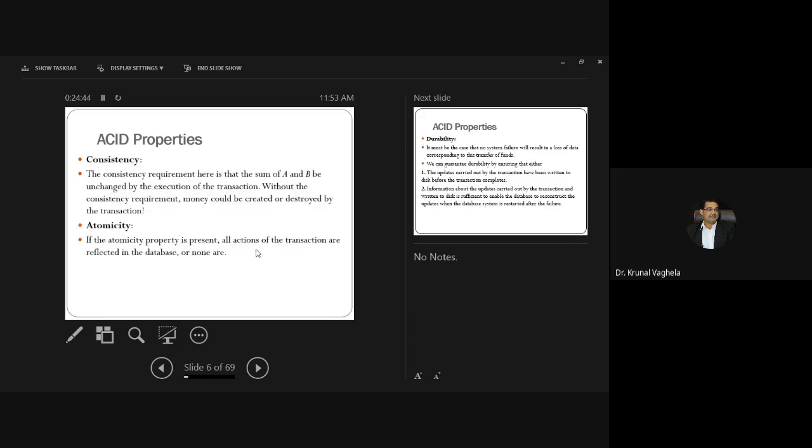Consistency requirement here is that the sum of A and B be unchanged by the execution of the transaction. A plus B before the transaction is 2000, after the transaction also 2000. Without the consistency requirement, money could be created or destroyed by the transaction. If 1950 is there, then $50 is destroyed from the system. The bank will not be happy and account holder A will not be happy.